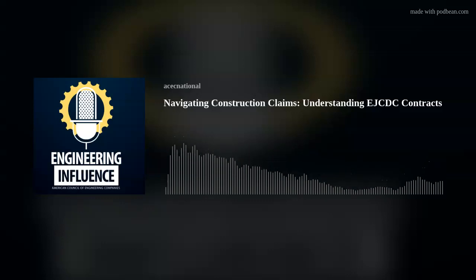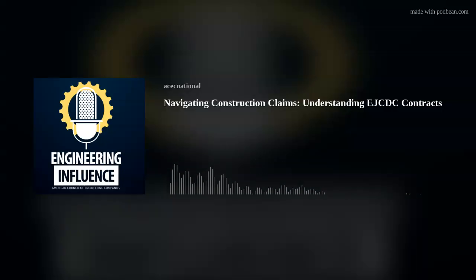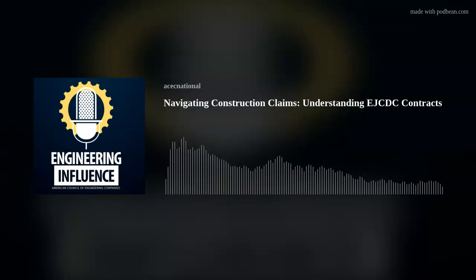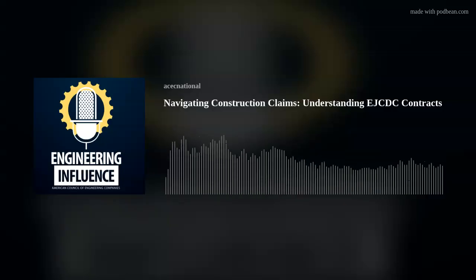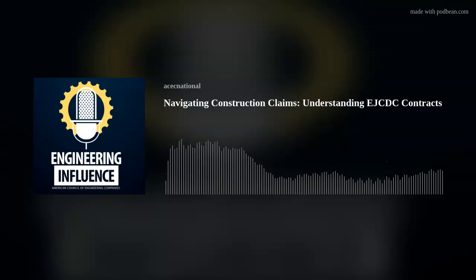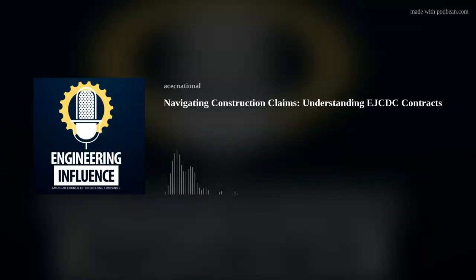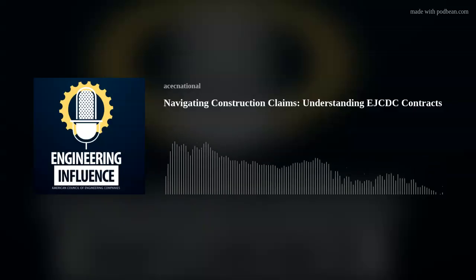And it starts out with a basic concept. EJCDC has a defined term called technical data. And technical data is information on which the bidder or the contractor is expressly entitled to rely about existing information available about the site. We'll get in a short bit to what's meant by technical data.